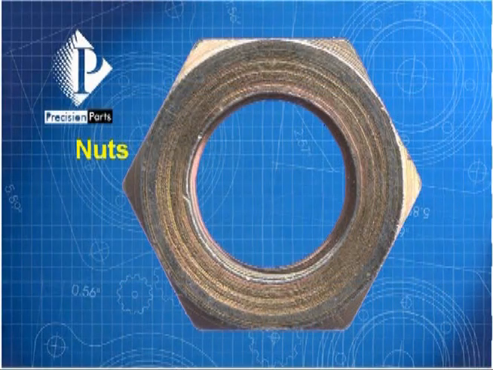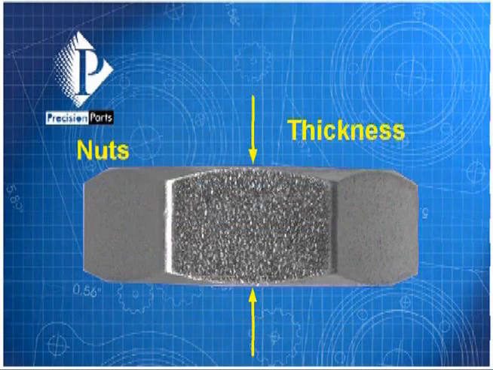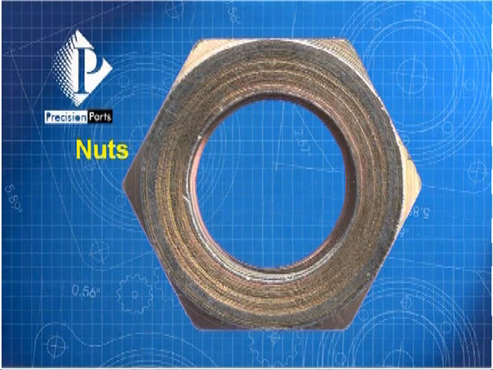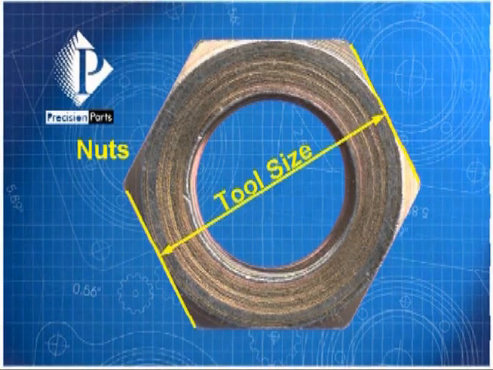The next element of interest is the nut thickness. Nuts of identical internal diameter and thread pitch may have differing thickness depending upon application. The final attribute of concern on nuts is the tool size.